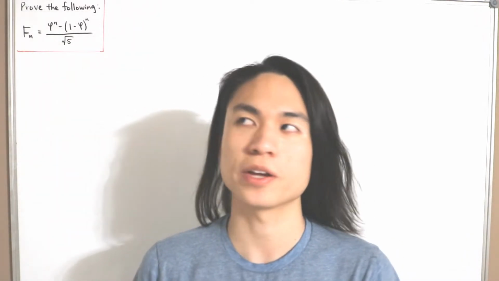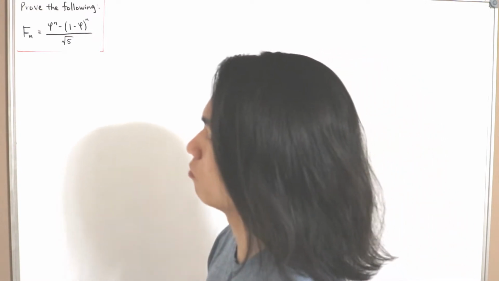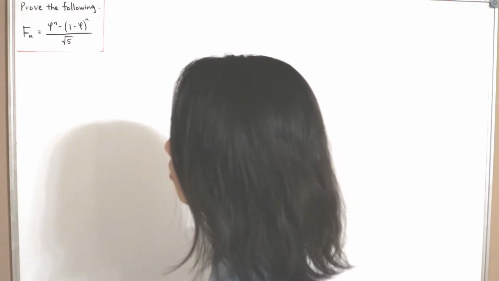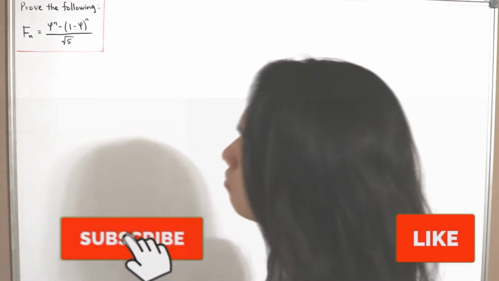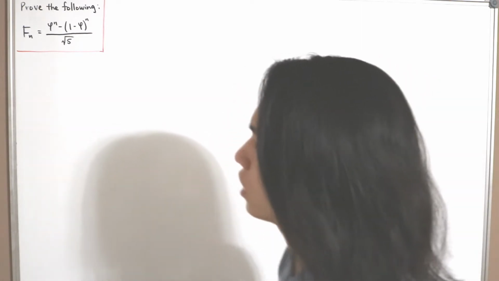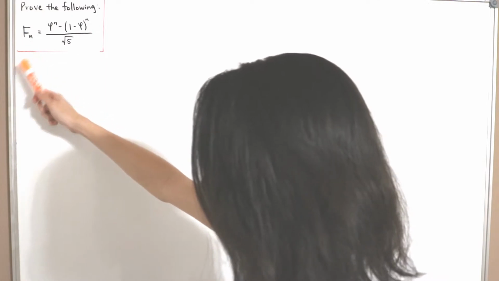So in today's video we have a little proof that we want to show. We want to prove the following formula over here: capital F sub n is equal to phi to the power n minus (1 minus phi) to the power n, divided by the square root of 5. And keep in mind that capital F sub n is known as the nth Fibonacci number.